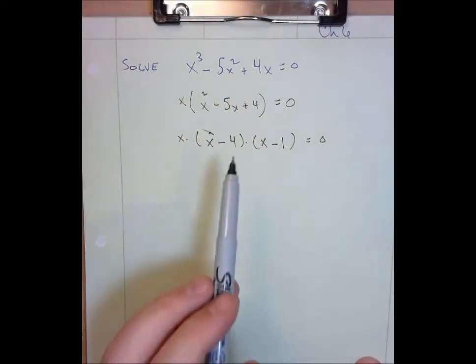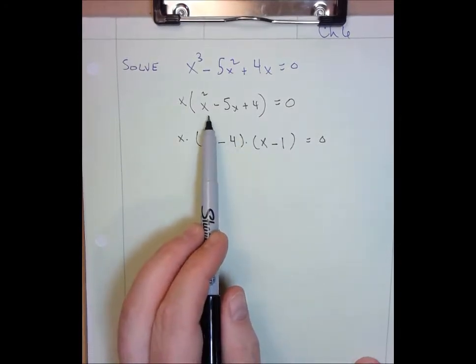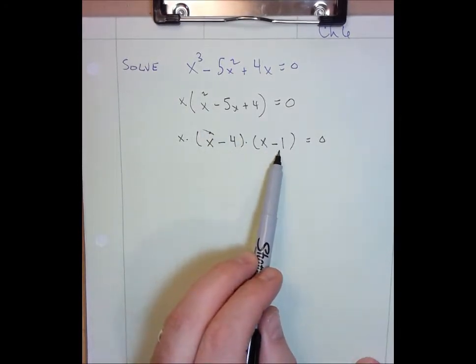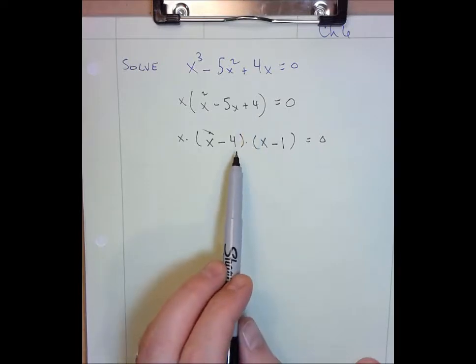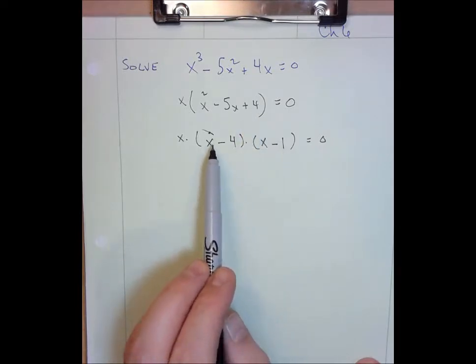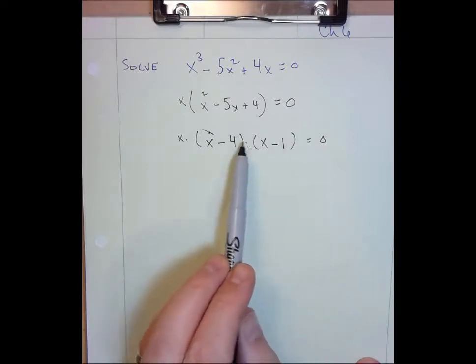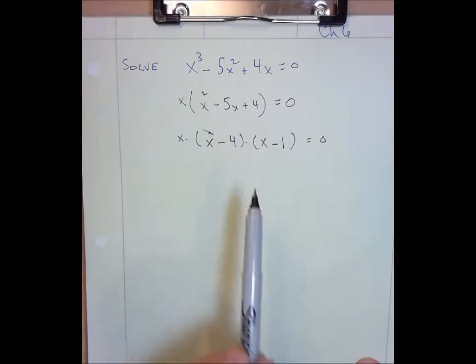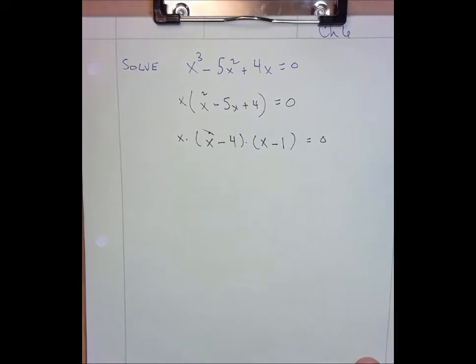4 and 1. So x times x gives us that x squared. Negative 4 times negative 1 gives us that plus 4, and the cross terms of negative 4x and on the outside negative x added together during the multiplication produces the minus 5x. So we've factored this polynomial on the left-hand side of the equation. And the reason we do that is because now we can basically just read out the solutions.